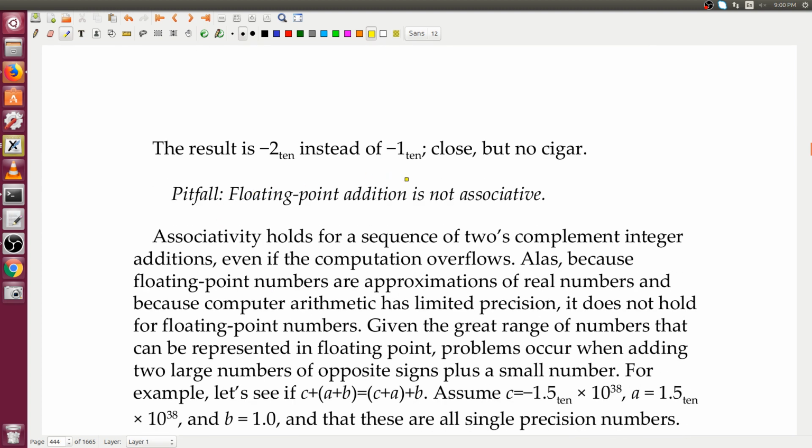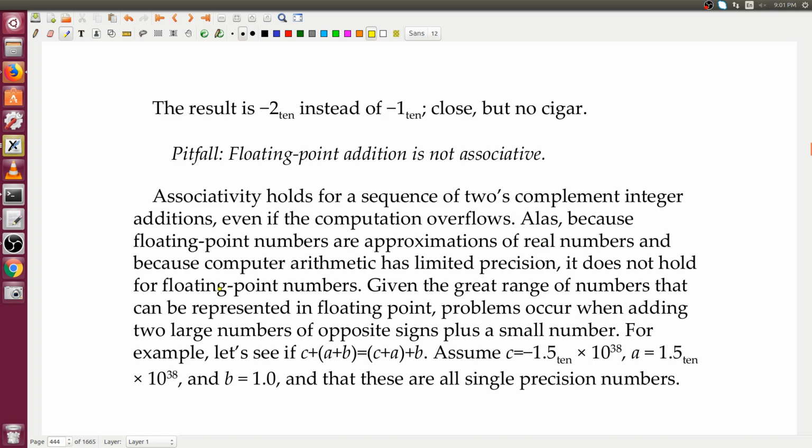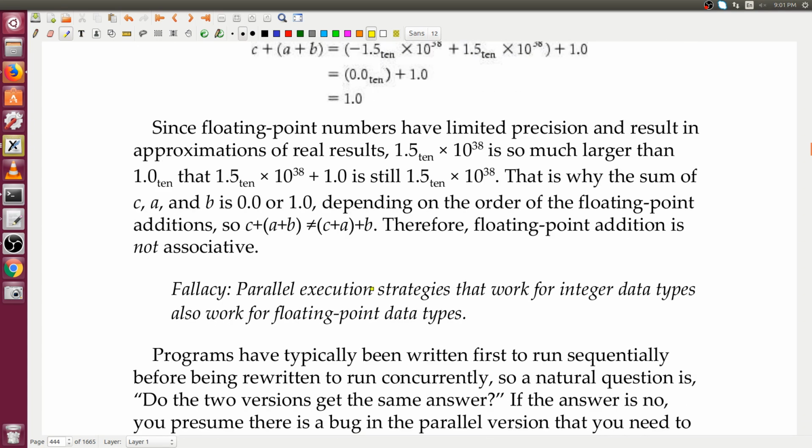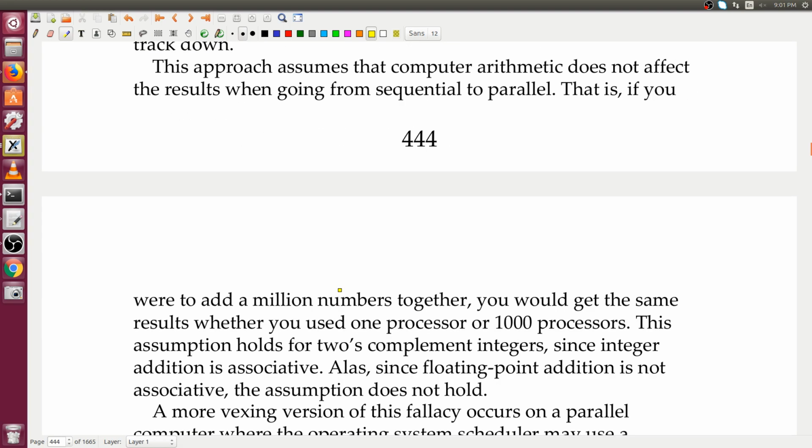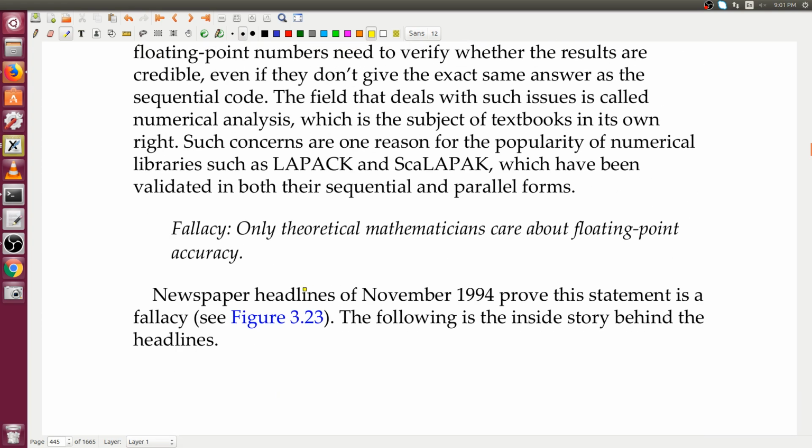So pitfall, floating point addition is not associative. Associativity holds for a sequence of 2's complement integer additions, even if the computation overflows, because they're approximations of real numbers, and the computer arithmetic has limited precision. It does not hold for floating point numbers. Okay, another fallacy. Parallel execution strategies that work for integer data types also work for floating point data types. So just because we can parallelize a lot of integer operations doesn't mean that the same is true for floating point. As we saw earlier, floating point numbers are structured very differently from integer operations.